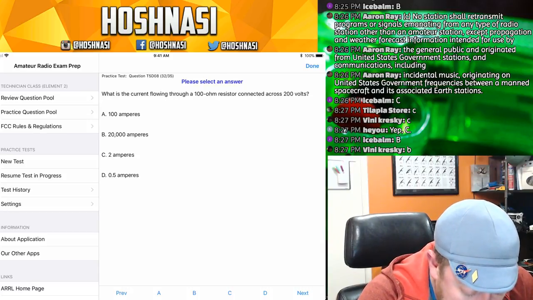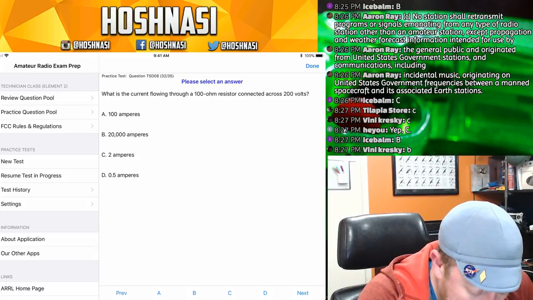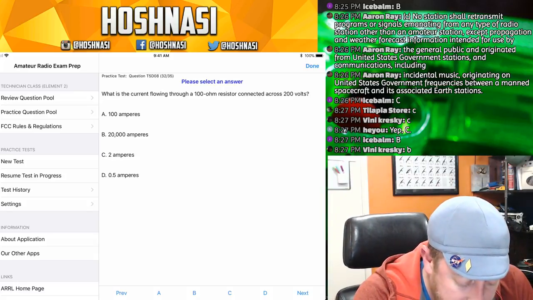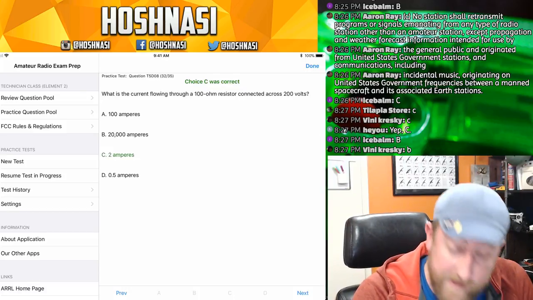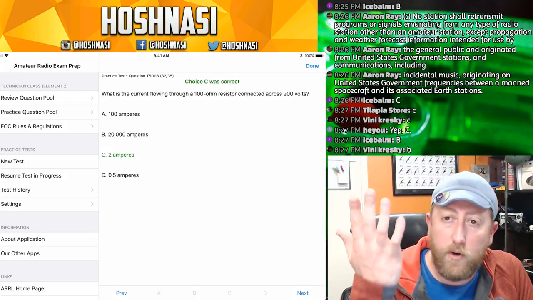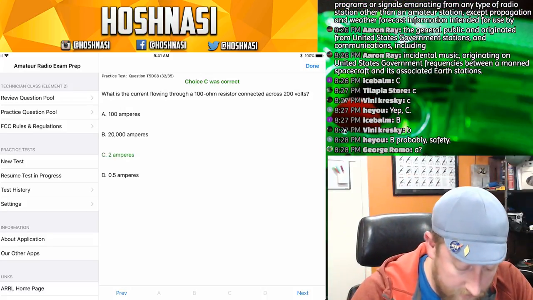What is the current flowing through a 100 ohm resistor connected across 200 volts? That's the one where you divide. Yes, 2 amps. So you take 200 volts divided by 100 ohms. Boom, 2.